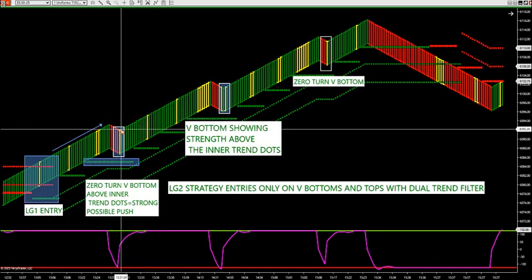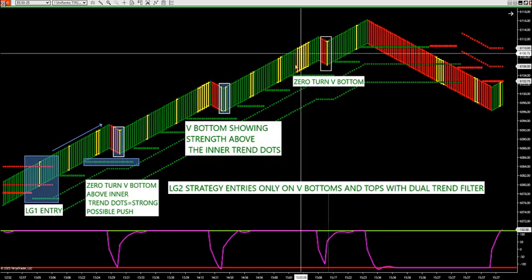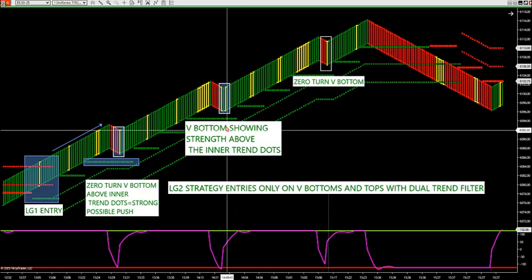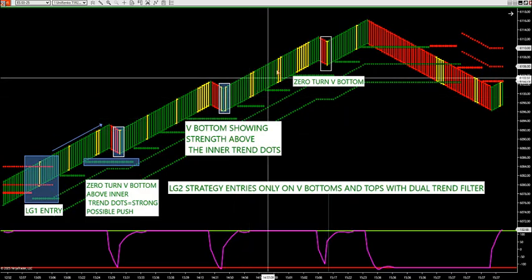And if you get a zero turn, you got to turn on immediately because it could jet pretty hard on you, which it did for that big extended run up. But that's when you want to turn it on. This is a V bottom showing strength, though, again, because it's above my inner dots.